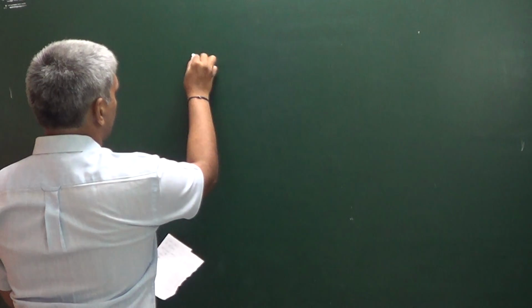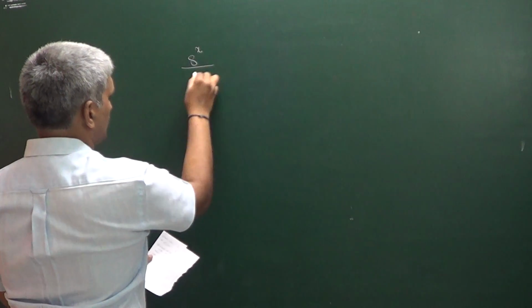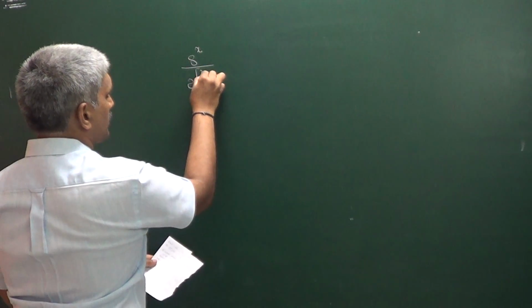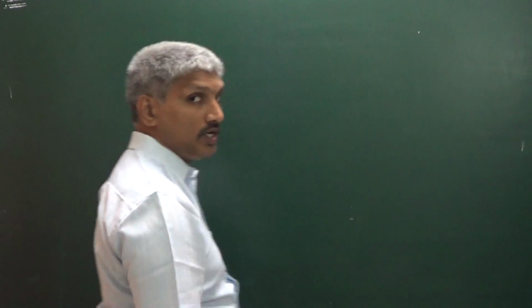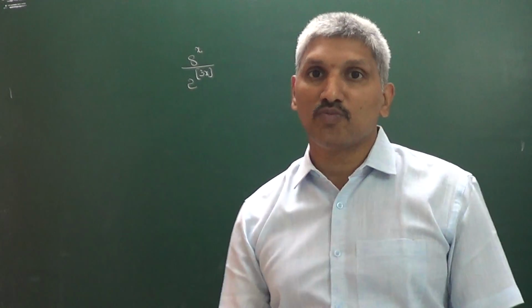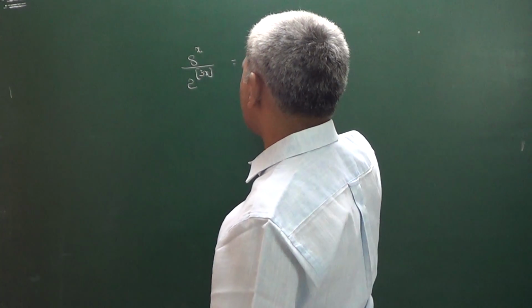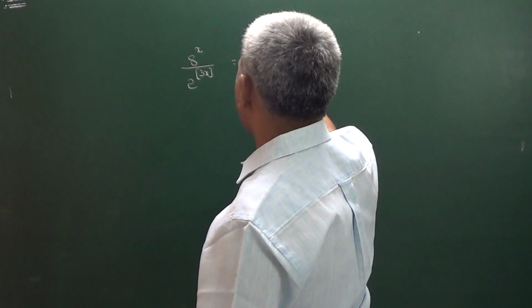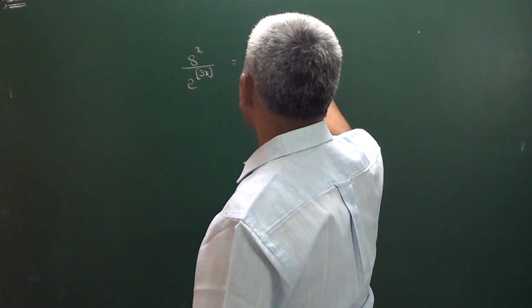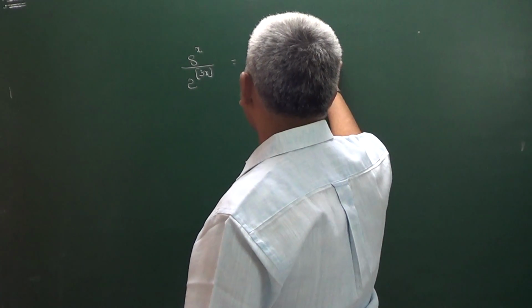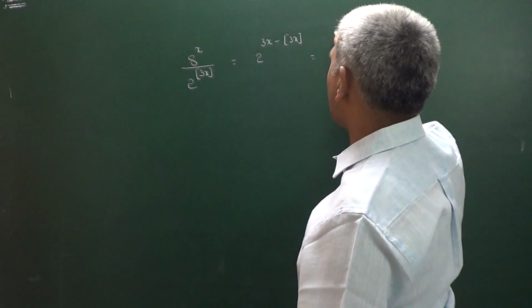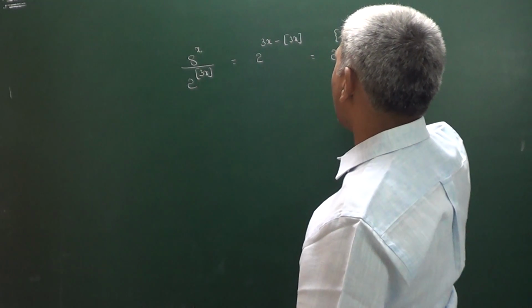A few more applications I am going to discuss here. What is the period of the function 8 power x divided by 2 power integral part of 3x? That function's period we want to find out. This can be written as 2 to the power of 3x minus integral part of 3x, which I can write as 2 to the power of the fractional part of 3x.